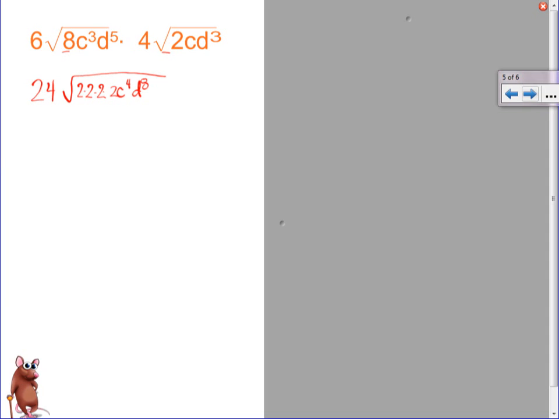So we're looking for groups of 2. So we've got a group of 2, a group of 2. So if we take these out, taking 24 times 2 times 2, and how many groups of 2 are here? How many groups of 2 are here? Is there anything under the root? No, we've taken it all completely out.